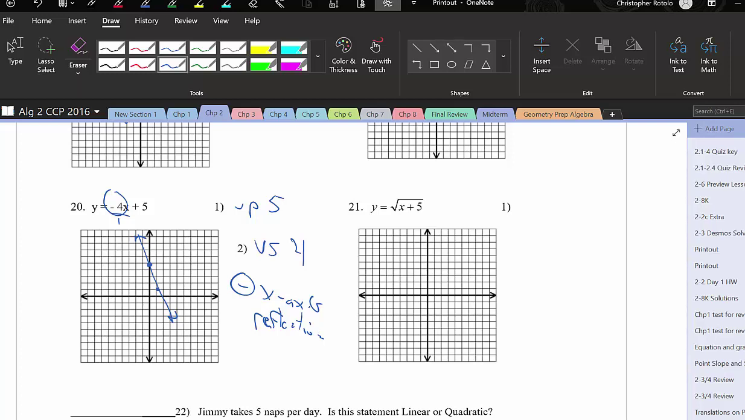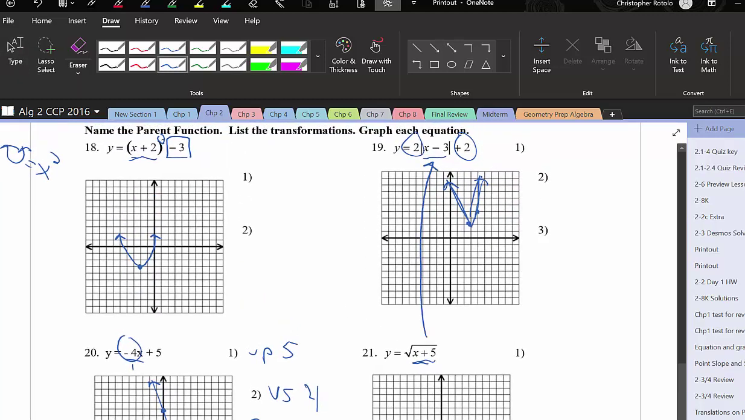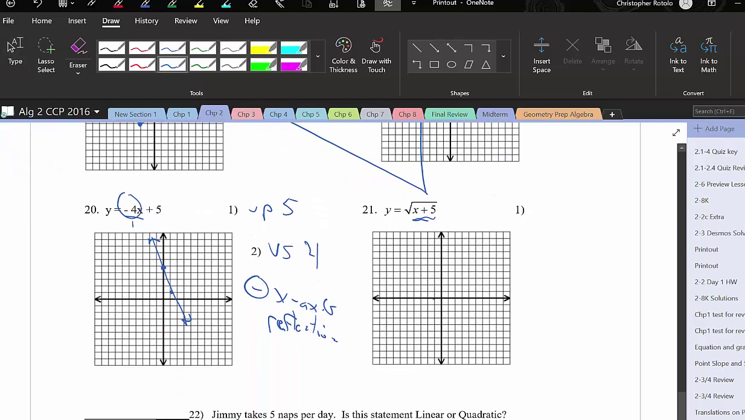And the square root, just because we didn't do a ton of those, this is inside the square root. So it is the same thing as the inside part here or the inside part here, which means we're going to go to the left 5. 1, 2, 3, 4, 5. And we're going to apply the regular square root function. All right, so that's a recap on translating functions.